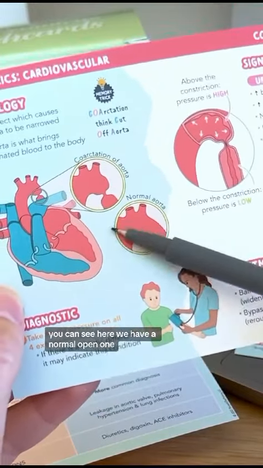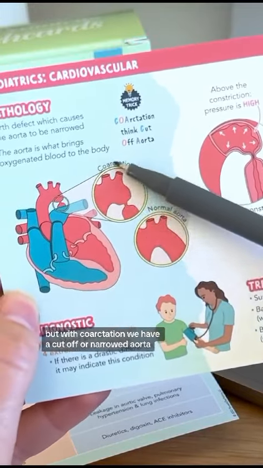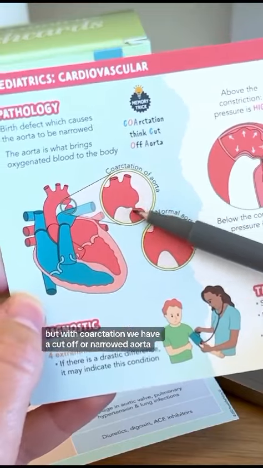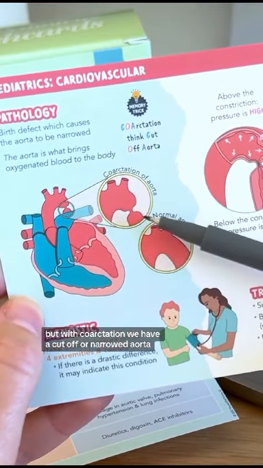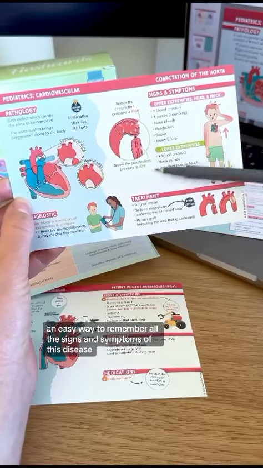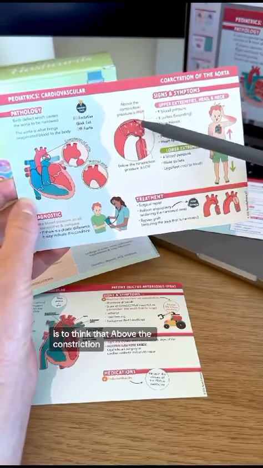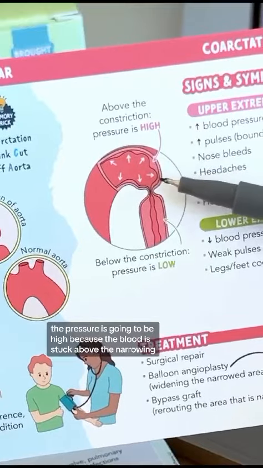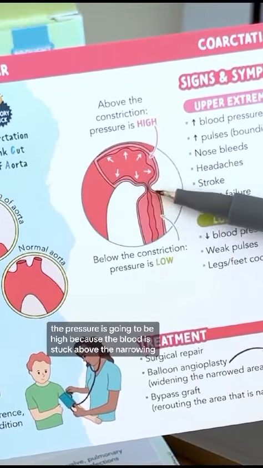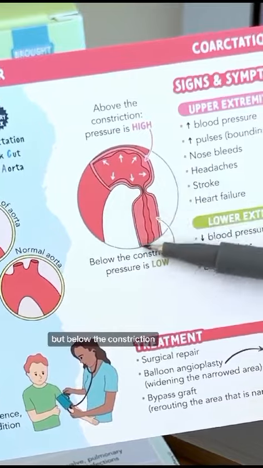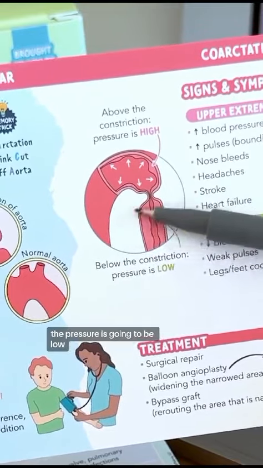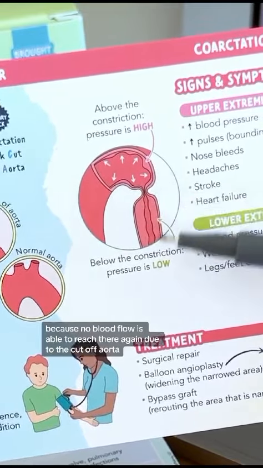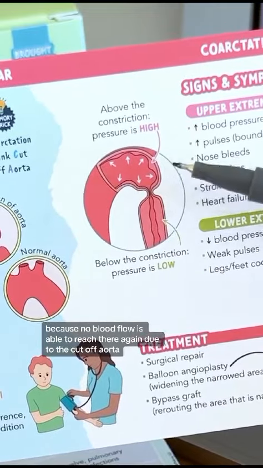You can see here we have a normal open one, but with coarctation, we have a cut off or narrowed aorta. An easy way to remember all the signs and symptoms of this disease is to think that above the constriction, the pressure is going to be high because the blood is stuck above the narrowing. But below the constriction, the pressure is going to be low because no blood flow is able to reach there, again, due to the cut off aorta.